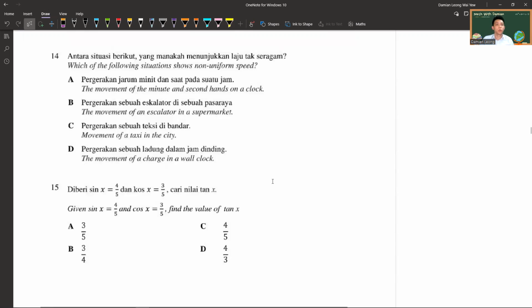Then question 14. Which situation shows non-uniform speed? Non-uniform speed means it's not a constant speed. So the minute and second hands on the clock always move at the same pace. Every second it moves tuk, tuk, tuk, tuk. Definitely that's constant. Movement of an escalator in a supermarket.